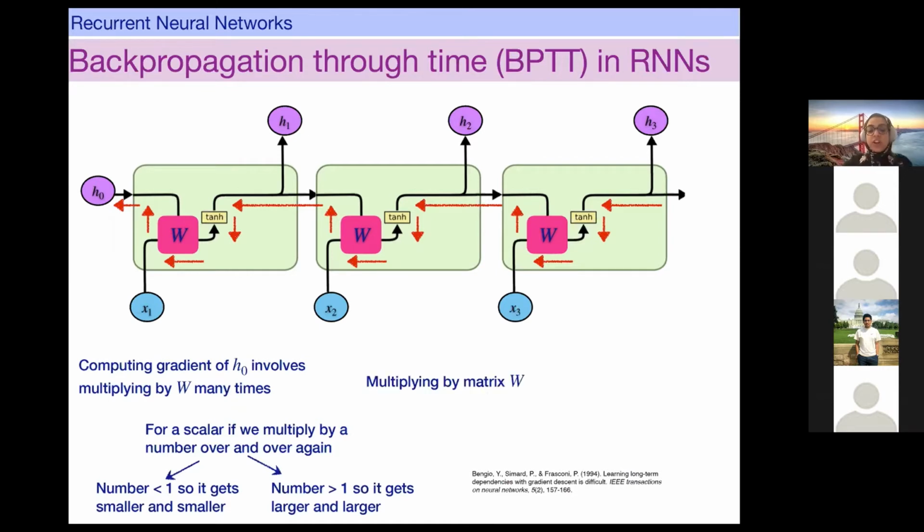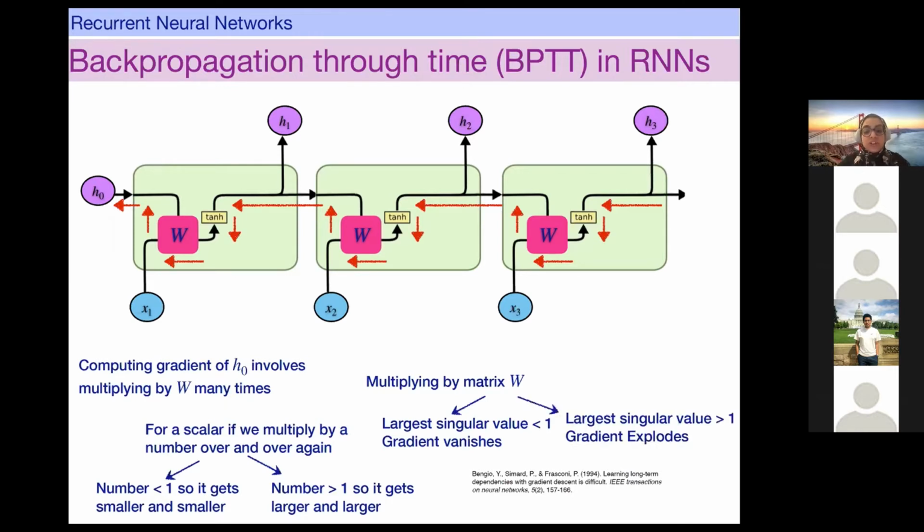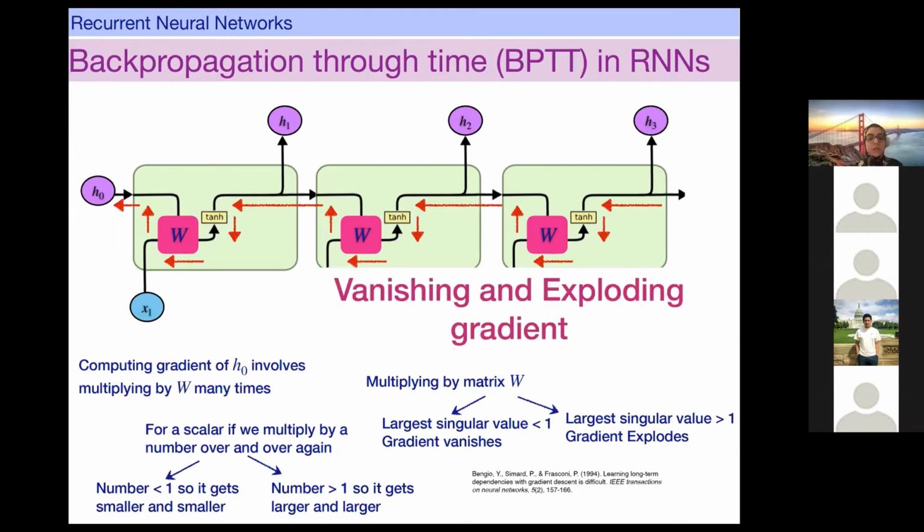So here, in the case of matrix W, we look into the largest singular value. If the largest singular value is smaller than 1, then basically what happens is this gradient vanishes. And if the largest singular value is greater than 1, what happens is this gradient explodes. So we end up with this vanishing and exploding gradient, especially when we have a really long sequence.